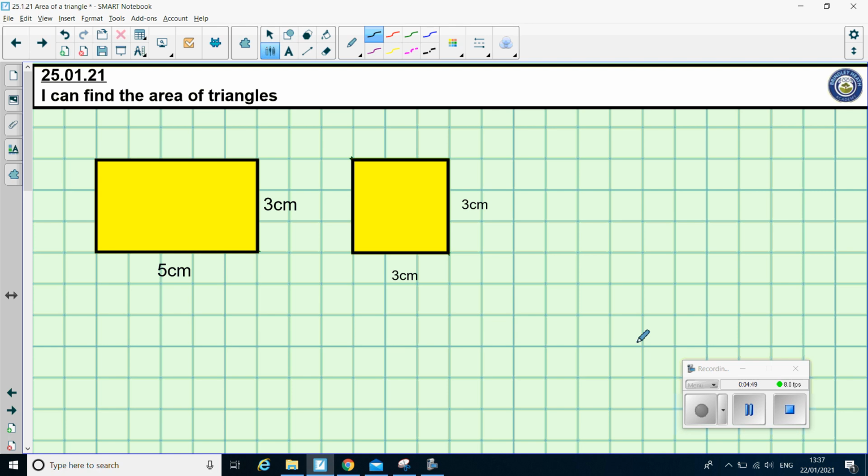I have got a rectangle and a square on the screen with the measurements for each of the sides. Can you pause the video and work out the area of both my rectangle and of my square?